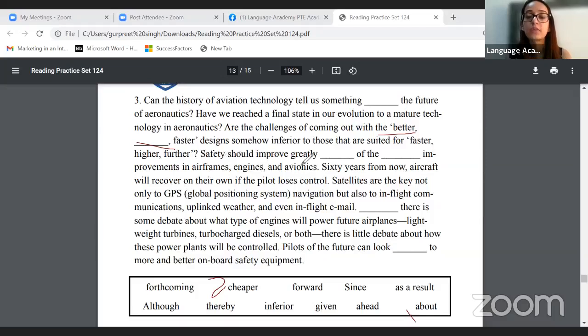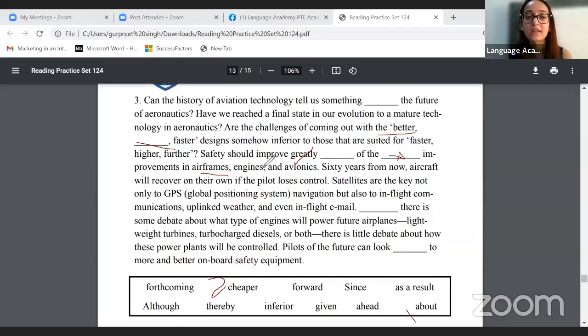Safety should improve greatly dash of the improvements in airframes, engines, and avionics. So safety should improve dash of the. We can always eliminate ly words to find the essence or the sense of the sentence. Safety should improve dash of the improvements in airframe. So this part is complete even without the blank.